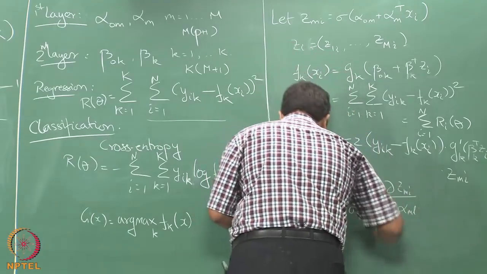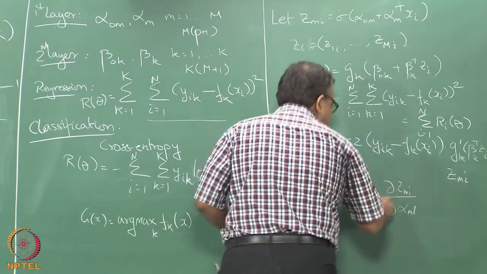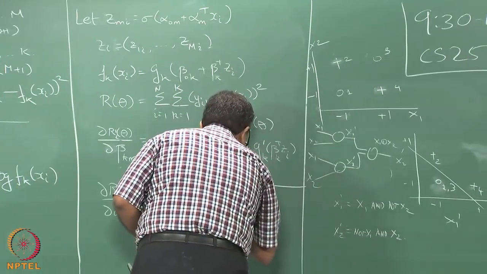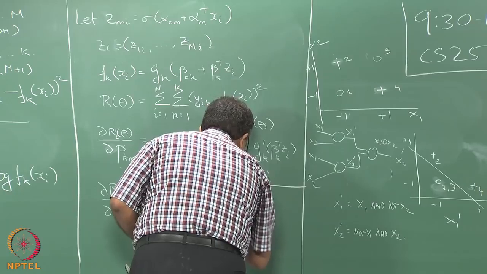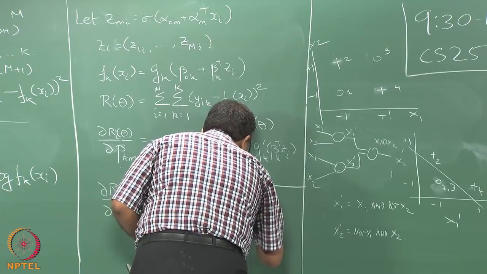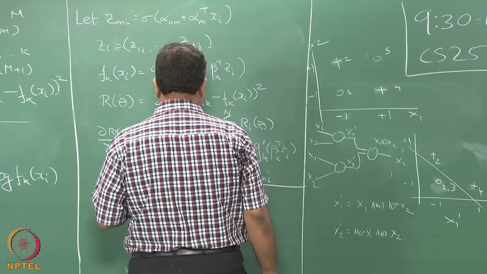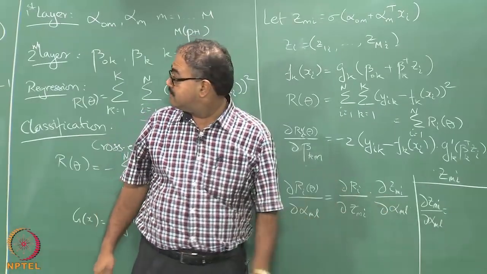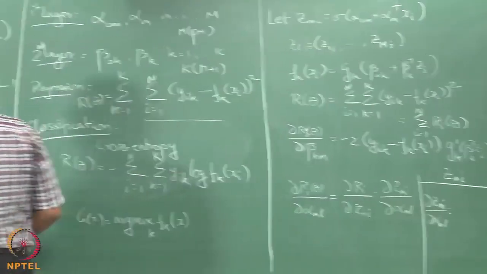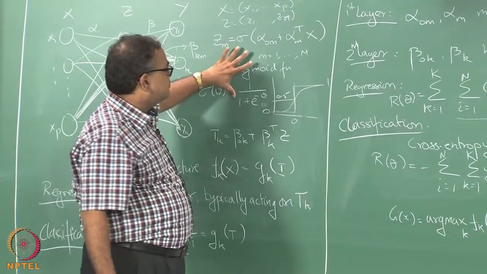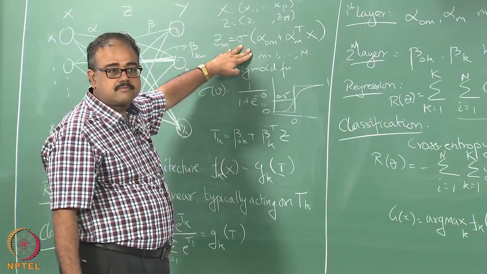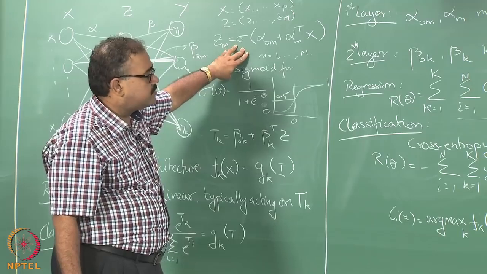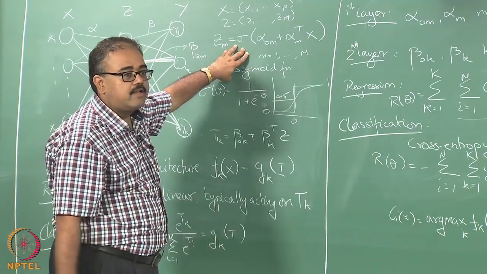So then let us do each one of these in turn. This is rather easy. So what is that? We have that already. So what is dou z_m by dou alpha_ml?